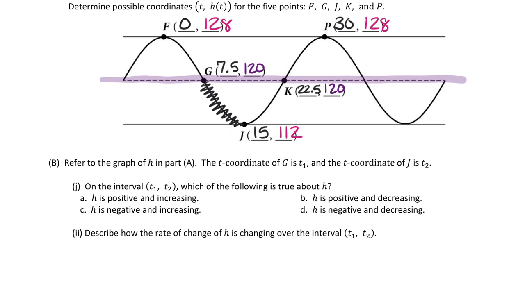On the interval from T1 to T2, from G to J, which of the following is true about the function H? We're talking about the outputs. I would write that down, maybe with a bunch of exclamation points. When it's talking about H, it's talking about the function itself, the outputs. Are those output values between G and J positive or negative numbers? Positive. So we're going to get rid of C and D. And are the values increasing or decreasing? Decreasing because we go from 120 to 112. That's decreasing.